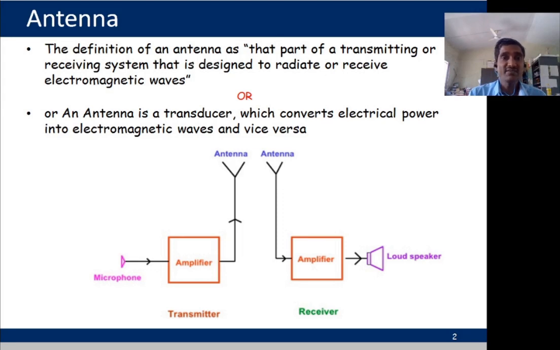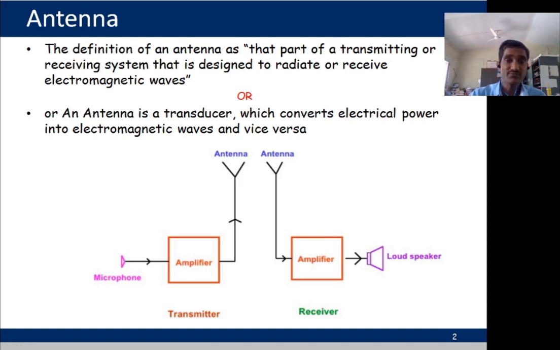So basically an antenna is a part of a transmitting or receiving system that is designed to radiate or receive electromagnetic waves. This is shown here: the amplifier signal is given to the antenna, and again at the receiving side the antenna signal is given to the antenna. That means here the antenna is working as a transmitter of the electromagnetic wave, and at the time of the receive section the antenna works to receive the electromagnetic waves.